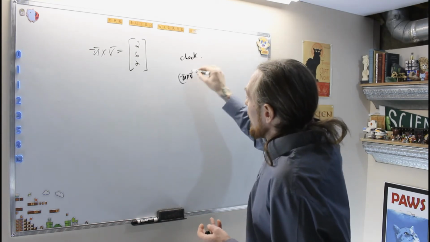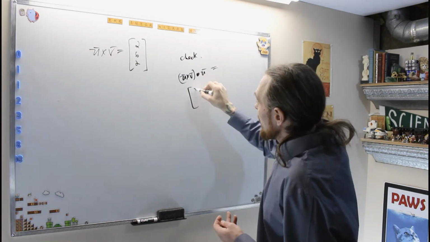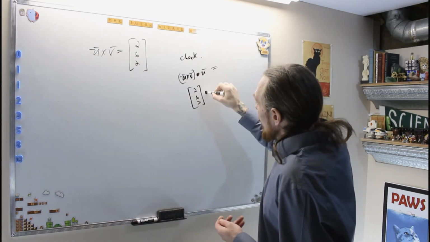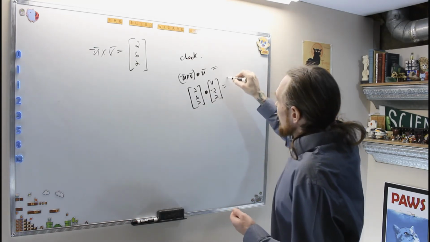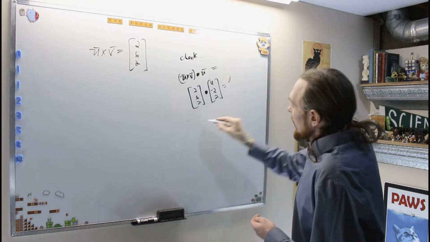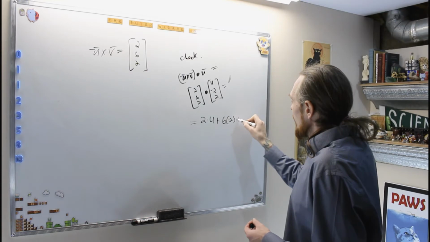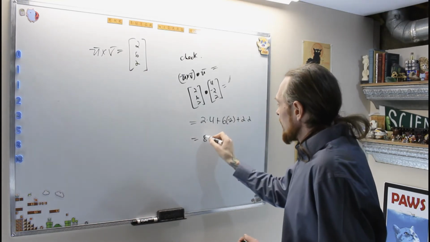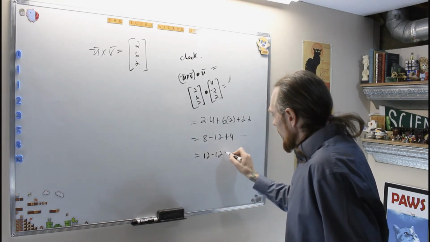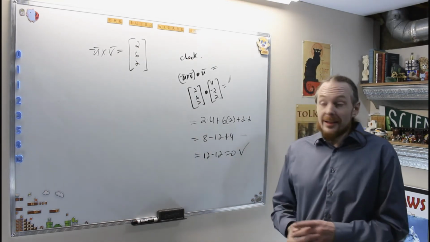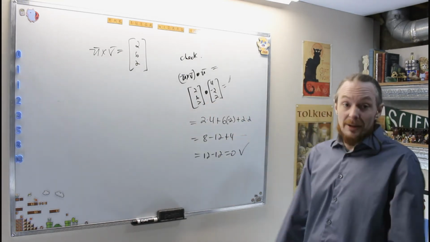U cross V dot product with U should be equal to (2, 6, 2) dot product with (4, -2, 2), which is 2 times 4 plus 6 times negative 2 plus 2 times 2, which is 8 minus 12 plus 4, which is 12 minus 12, which is 0. So this is the correct vector, because it should be orthogonal to both, and I just checked that the dot product is 0.